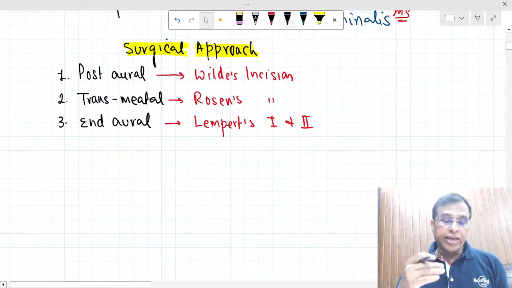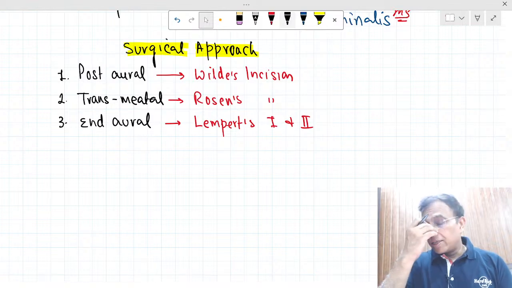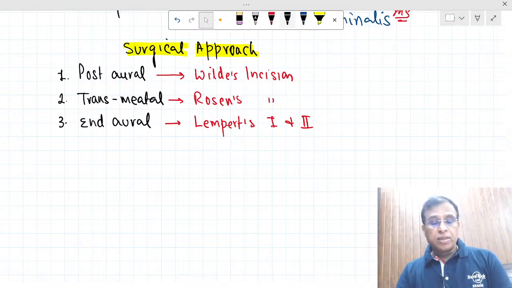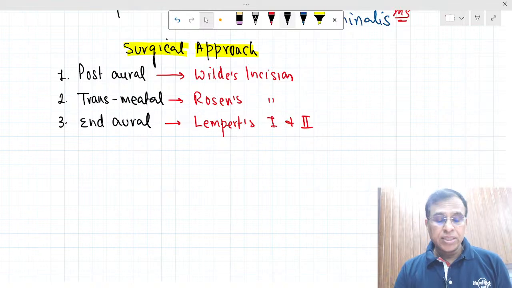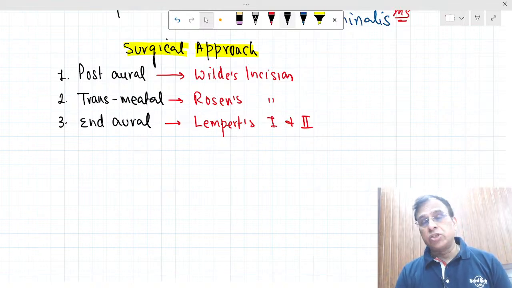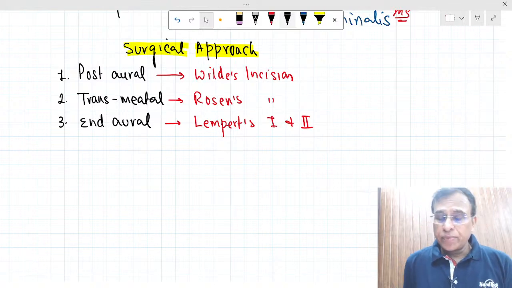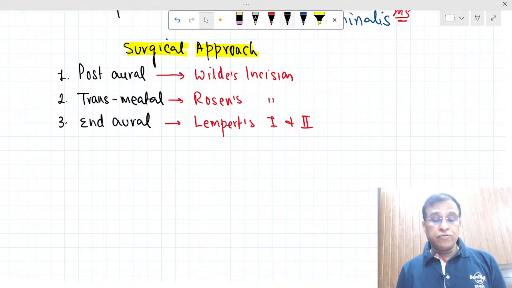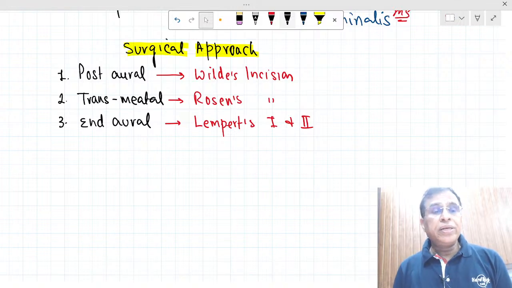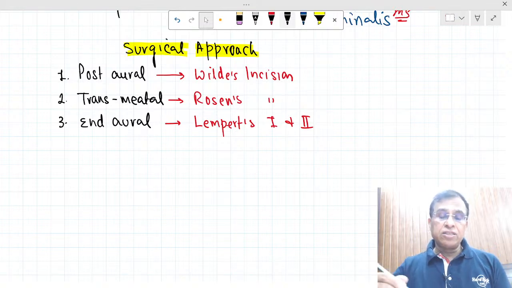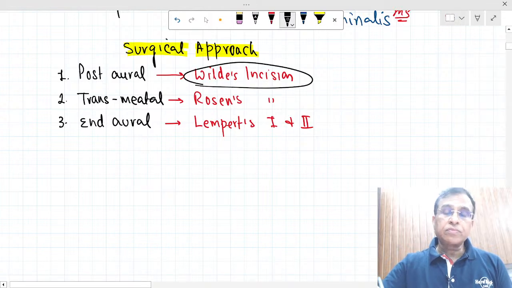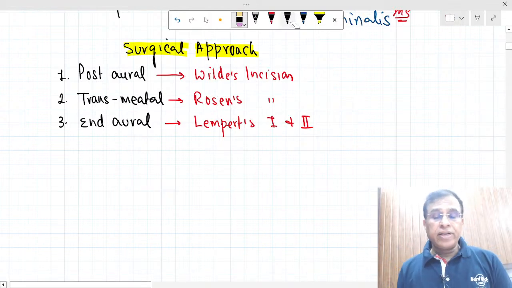Actually, I have written the names in the sequence in which they are used. The first one is the most common, the second one is the second most common, and the endaural, the last one, is the least common. So if the first one, which is Wilde's incision, is the most common incision for ear surgery, it must have advantages compared to the rest of them. So that is my next question. What is the main advantage of Wilde's incision, because of which it is very commonly used?